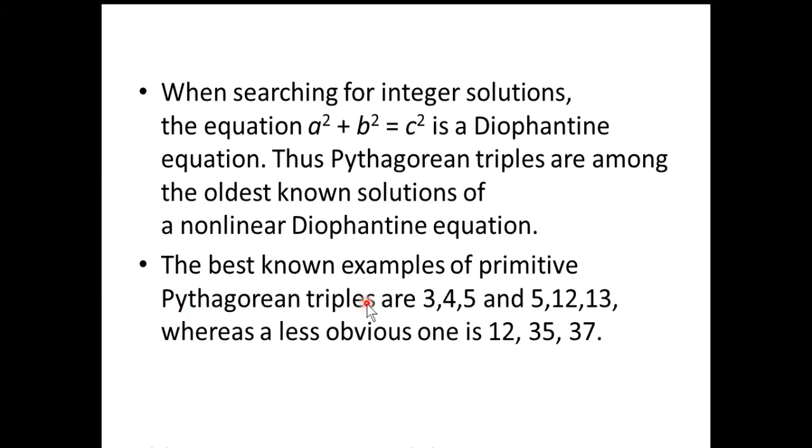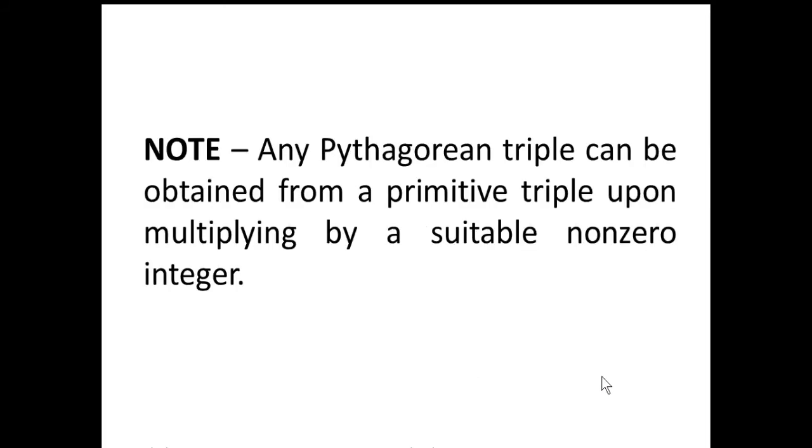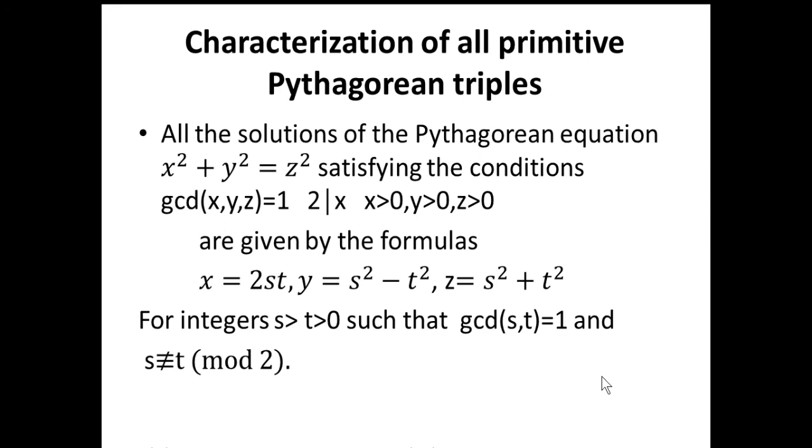The best known examples of primitive Pythagorean triples are 3, 4, 5 and 5, 12, 13, whereas a less obvious one is 12, 35, 37. Any Pythagorean triple can be obtained from a primitive triple upon multiplying by a suitable non-zero integer. Now this is the characterization of all primitive Pythagorean triples. How do we find this result?